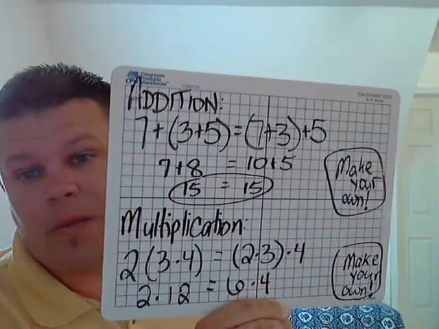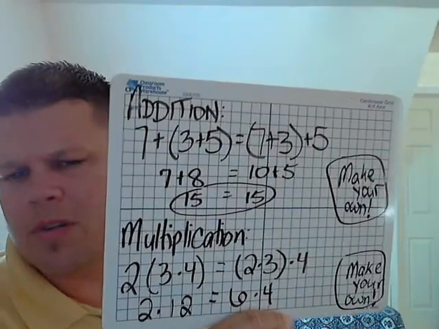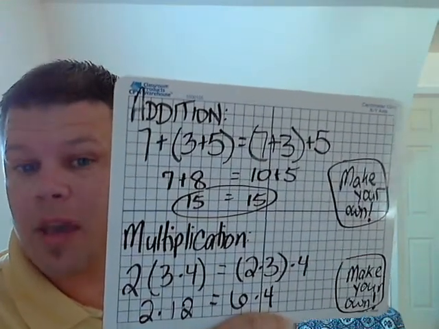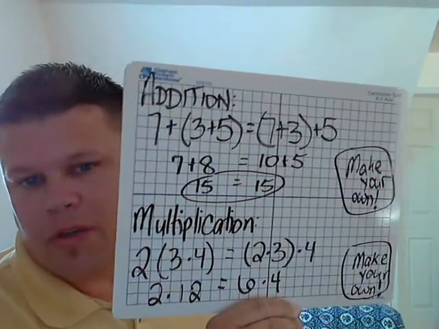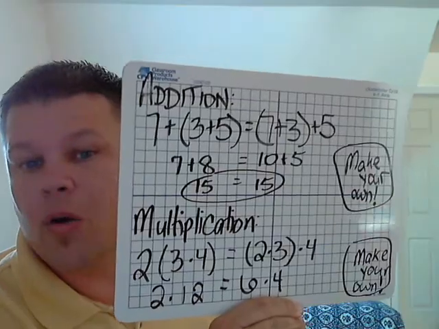So the associative property tells us almost something similar to the commutative property, where you have the same answer, but it doesn't matter the grouping. Commutative is a little different because you're not changing the order.